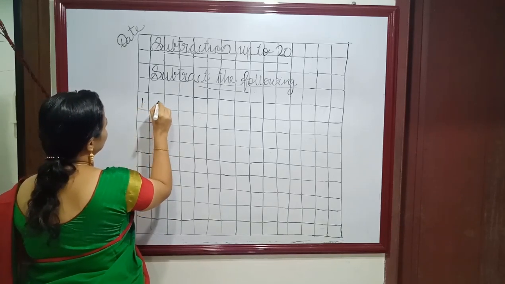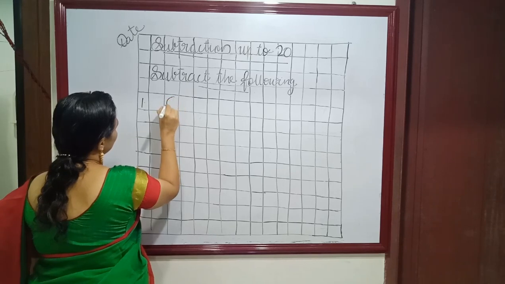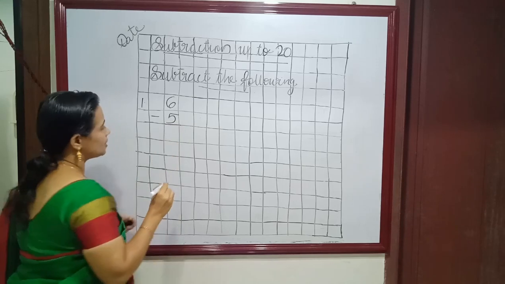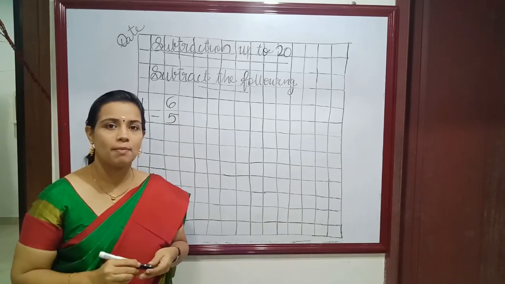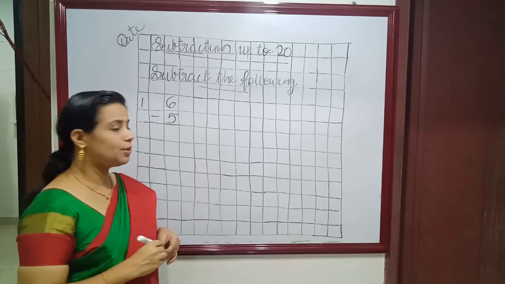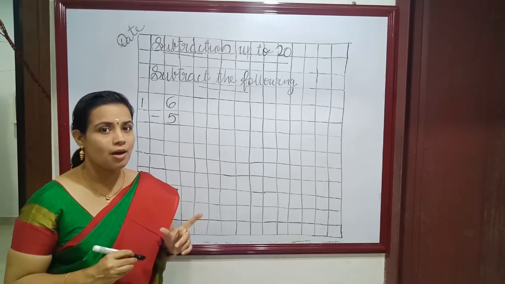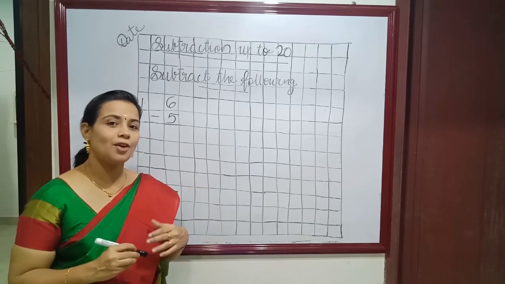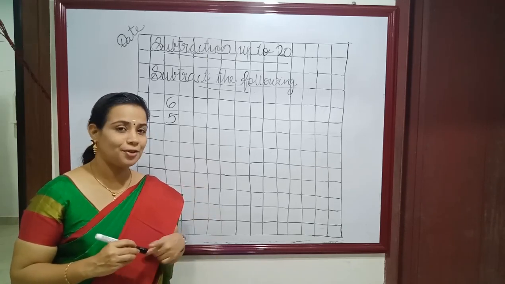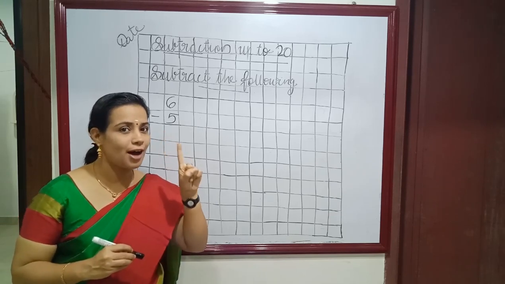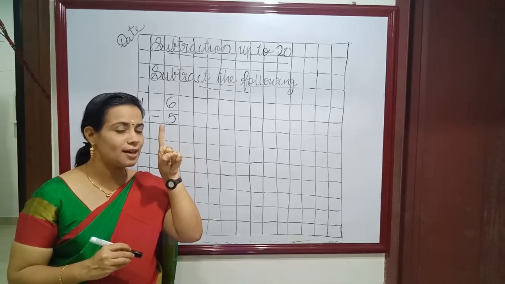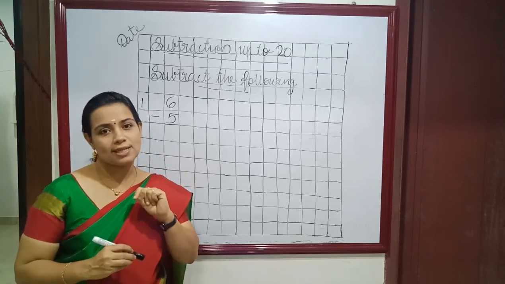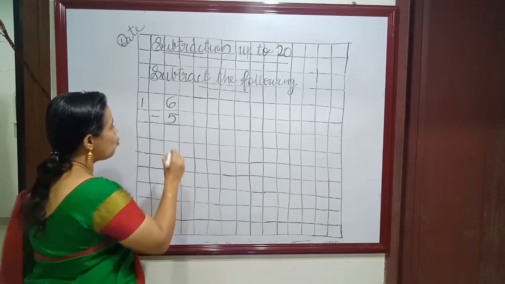First question. 6 minus 5. Then what do we do? Count after 5 up to 6. After 5, 6. So how many fingers are here? One finger. So 6 minus 5 is equal to 1.